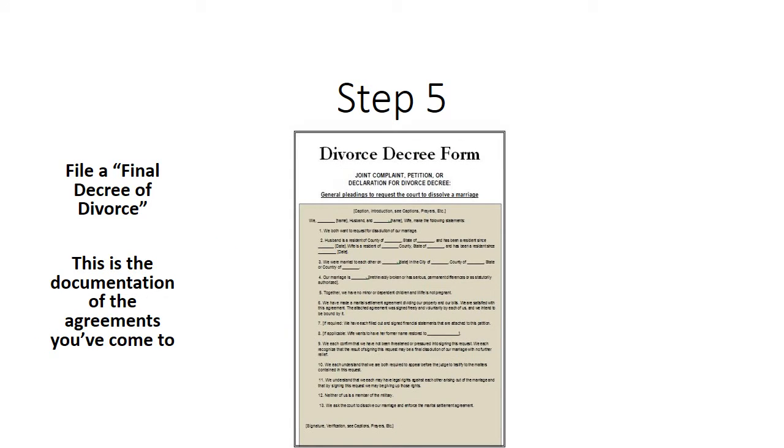Step 5. File a final decree of divorce. A final decree of divorce is a document drafted memorializing the agreement made in Step 4. Make sure to talk to the court's administrator, so if the document needs to be reviewed, you have made time for that process. Each county has different rules about whether the document needs to be reviewed or not, so just call them and find out. I put an example form on the slide in Step 5.